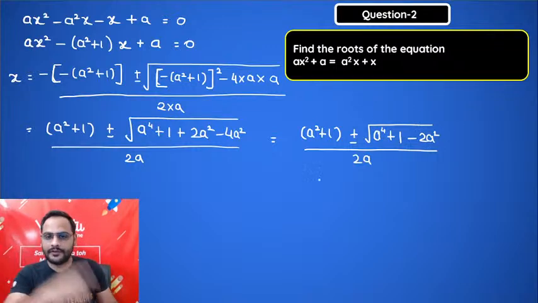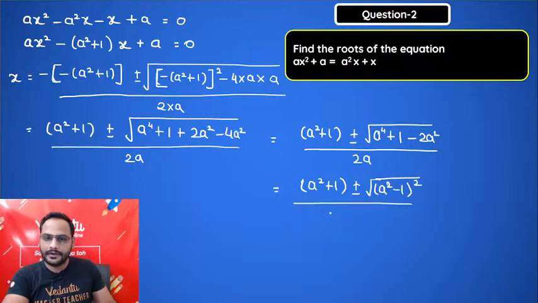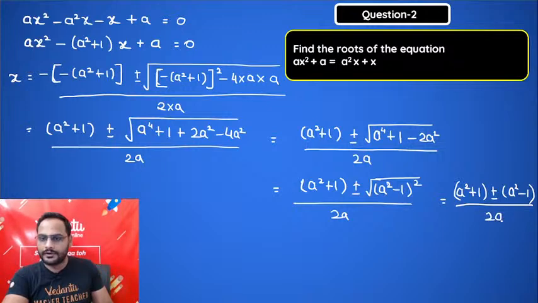So this is also a perfect square. So this will be a square plus 1 plus minus square root of a square minus 1 whole square divided by 2a. So finally you got the value of x as a square plus 1 plus minus, here square root whole square gone, we are left with a square minus 1 divided by 2a.